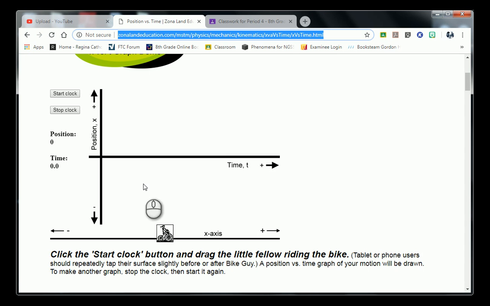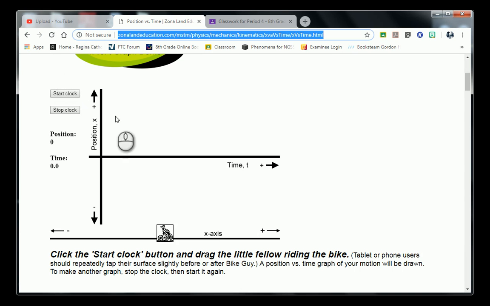In order to start this, we have to hit start clock, and then we have to hit stop clock. You guys don't need to hit stop clock unless you're actually going to start over. If you are going to start over though, I would say refresh or reload the page, because it doesn't work very well if you just hit start clock and then stop and then try and hit start again.